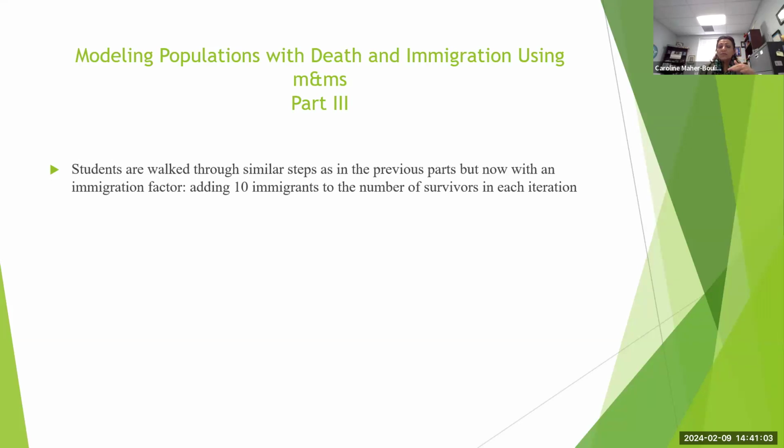They are walked through similar steps to parts 1 and 2, except now they're putting back immigration, so there's the immigration factor. After they shake the M&Ms and set aside the ones with the M side up, they're going to add 10 new M&Ms to the living M&Ms. And so there's an immigration factor in this part. And they go through the same or similar set of questions, as in the first 2 parts, for parts 3 and 4.